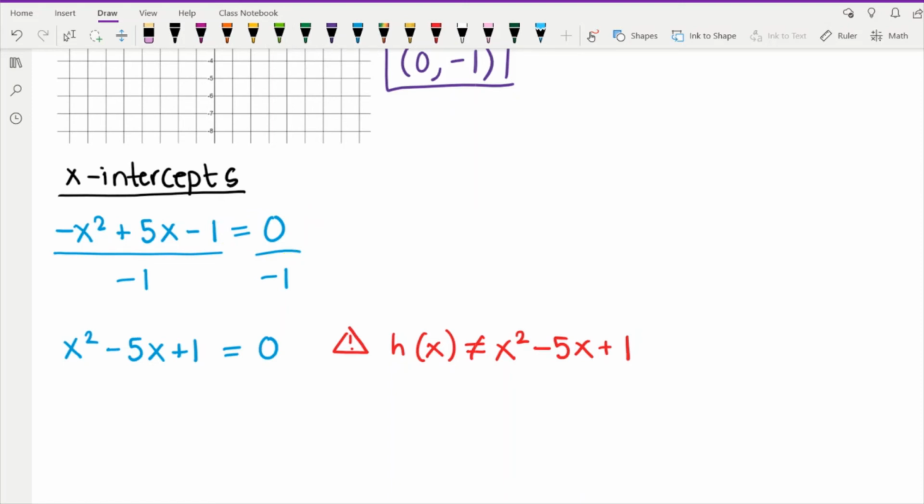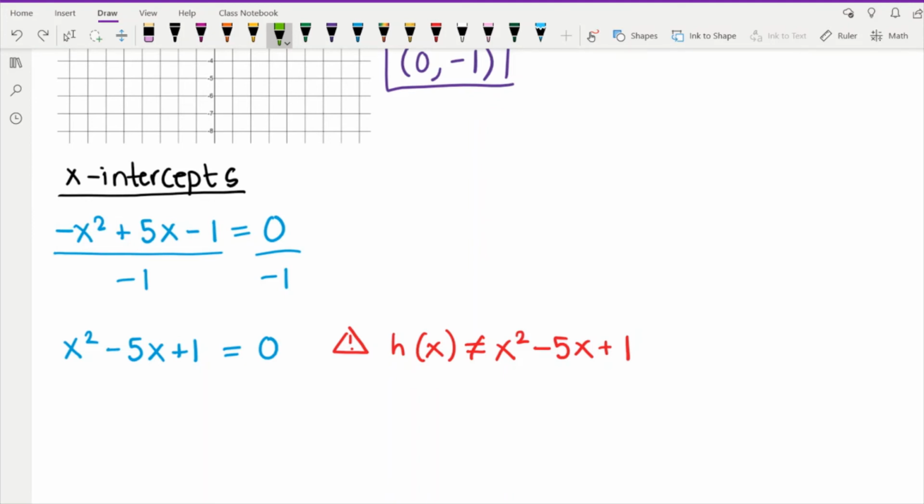So similarly, let's say that your function was like 2x squared plus 10x minus 2. If everything was divisible by 2, we could divide both sides by 2. But that doesn't give you the same function. It's just that when you're solving the equation equal to 0, you can do that.